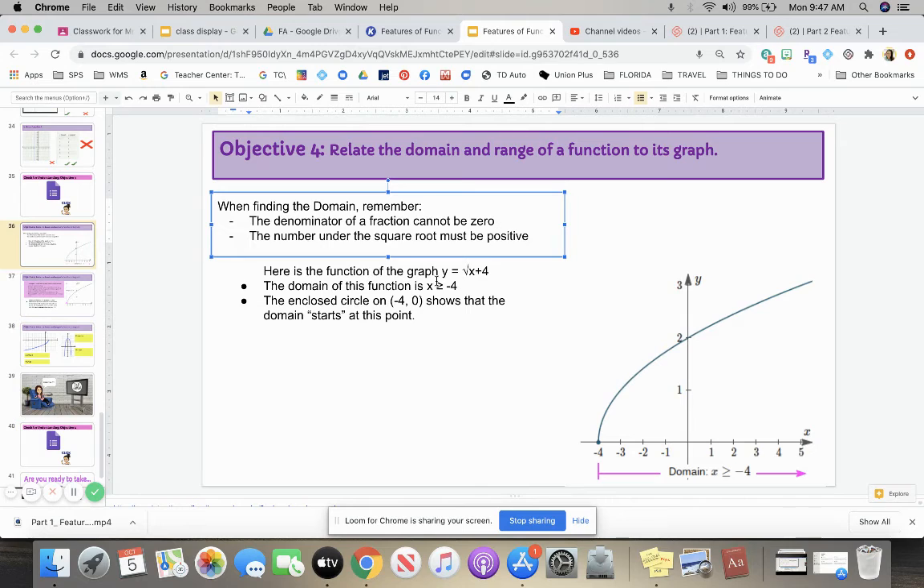So here's the function of the graph, y equals square root of x plus 4. The domain of this function is x is greater than or equal to -4. So that's right here. So we have -4, and it doesn't go any less than -4. It only goes, x is only bigger than -4. The closed circle on (-4, 0) shows that the domain starts at this point. Okay, so here our domain is x is greater than or equal to -4.